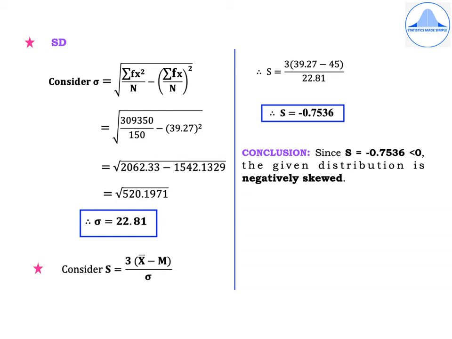Now substituting in Karl Pearson's coefficient of skewness formula, when the mode is ill-defined, we get S equal to 3 into 39.27 minus 45 divided by 22.81, or S is equal to minus 0.7536. Then write the conclusion. Since S is equal to minus 0.7536 and this value is less than 0, the given distribution is negatively skewed.